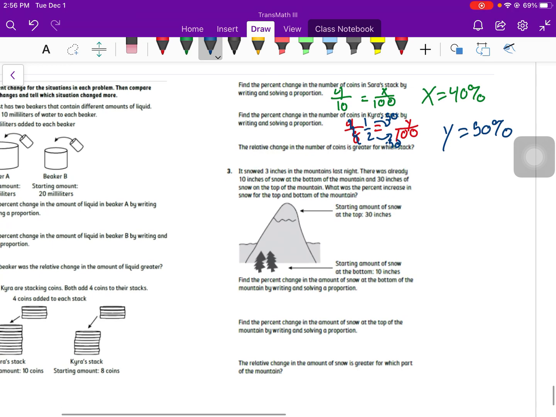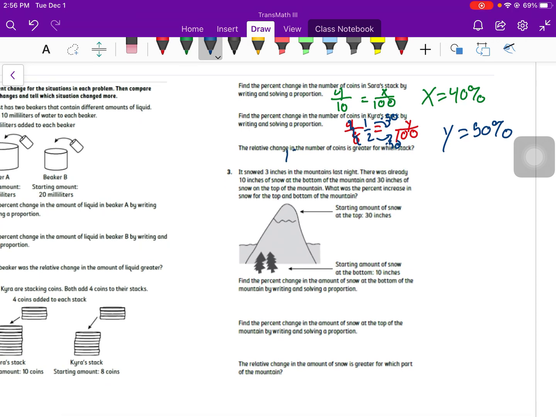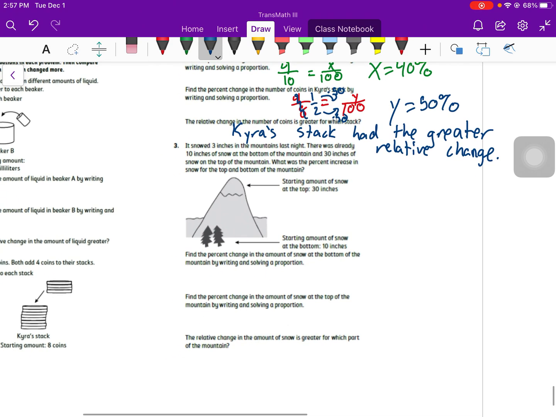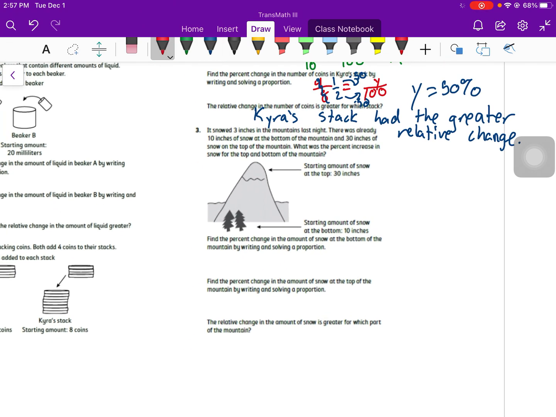So the relative change in the number of coins is greater in which stack? Kira's stack had the greater relative change. We're just looking at which percentage was a bigger number. So Kira's stack had the bigger number. Her change was more noticeable.